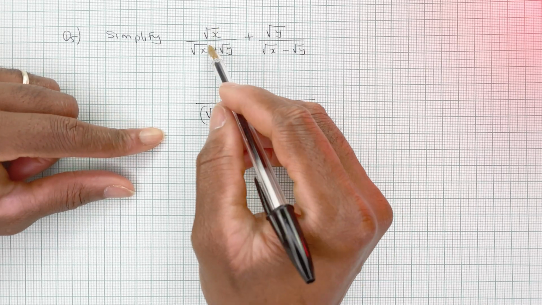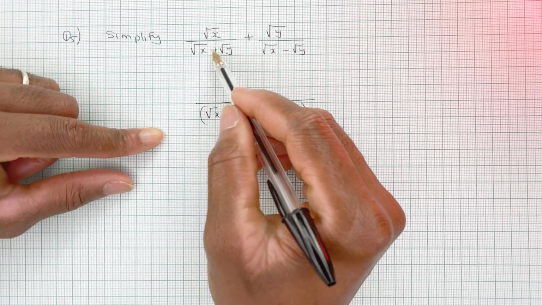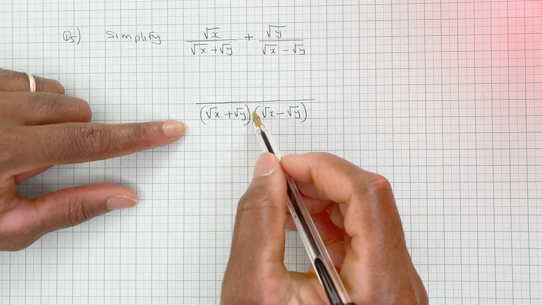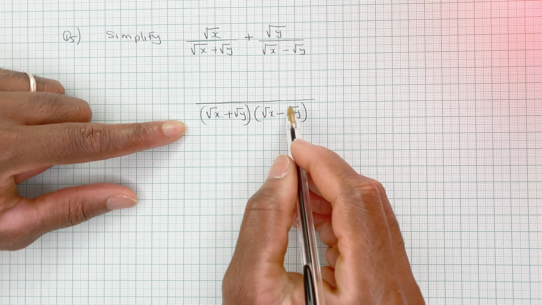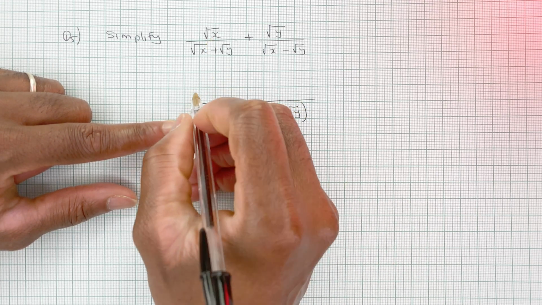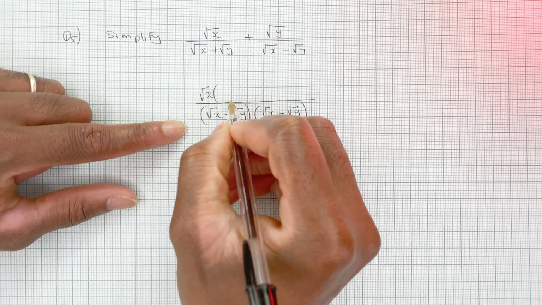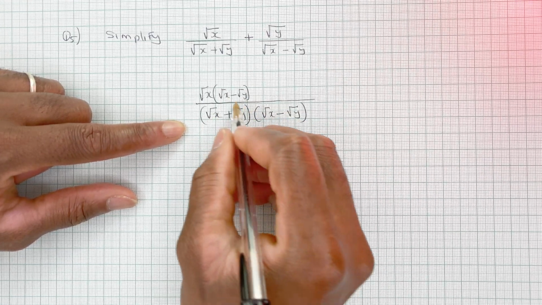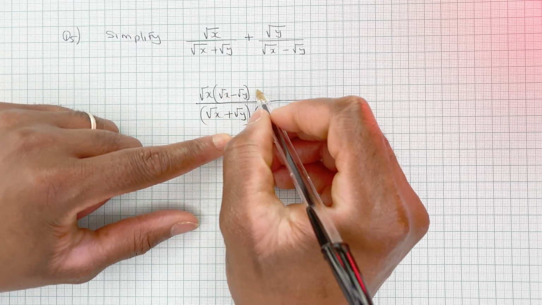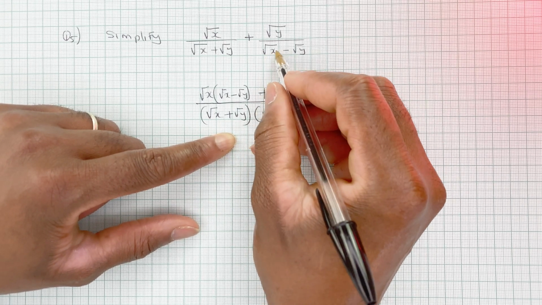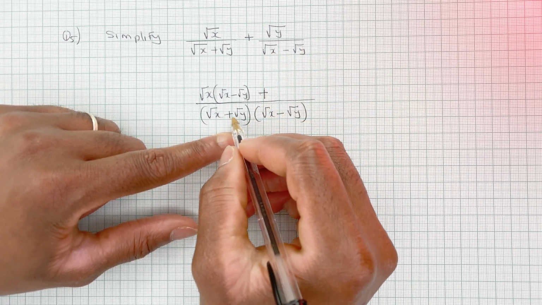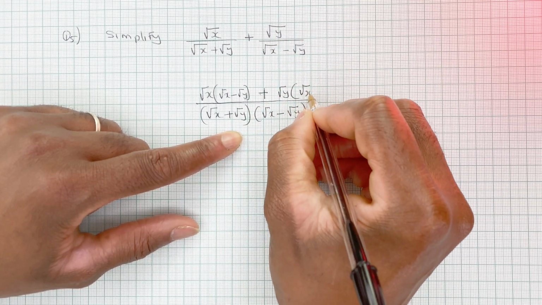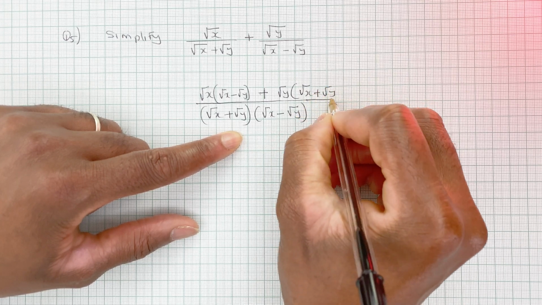The first fraction's denominator has root x plus root y, but it doesn't have root x minus root y. Therefore, I have to multiply root x by root x minus root y. That's what it doesn't have, so I have to multiply it by that. Plus, now this one has root x minus root y, but it doesn't have root x plus root y, so I have to multiply root y by root x plus root y.